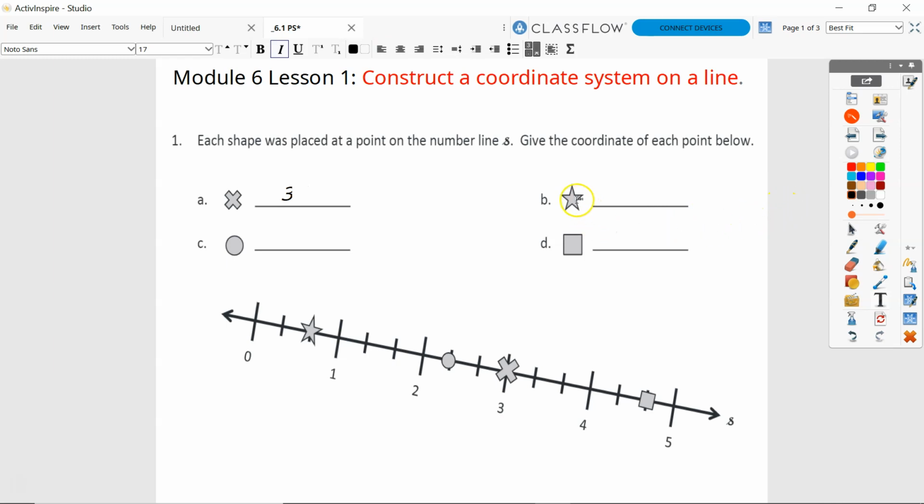All right. Next is our star, which is B. Well, the star falls between our origin, which is 0, and our first point, which is 1 here. So I know that between 0 and 1, I have 1, 2, 3 parts. So each whole number has been split into thirds. So this will be 1/3. This star would be 2/3.